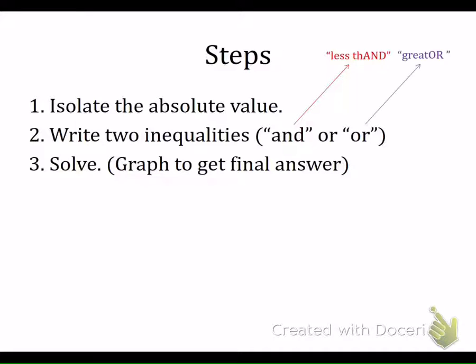Greater. Very good. So if I'm looking at a greater than symbol, we're going to say greater. And we're going to write an or inequality. If it's less than, we're going to write an and inequality. You need to add those 2 words to your notes. That is the key to absolute value inequalities. The silly words: less than, and greater.